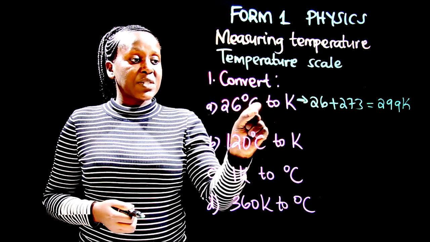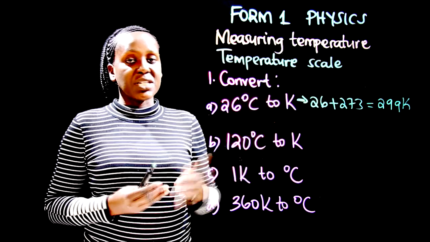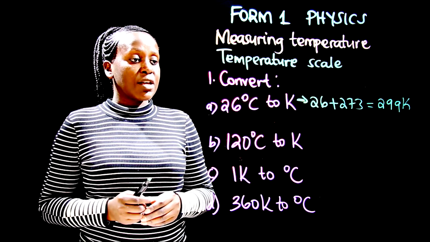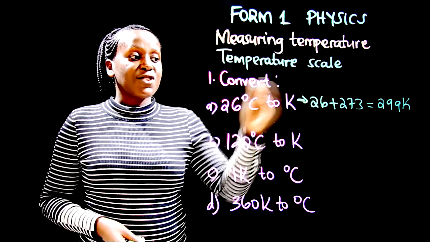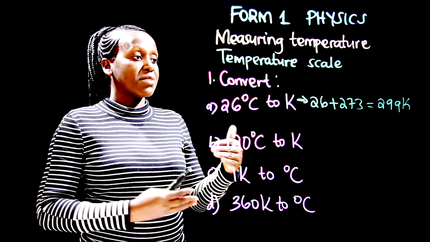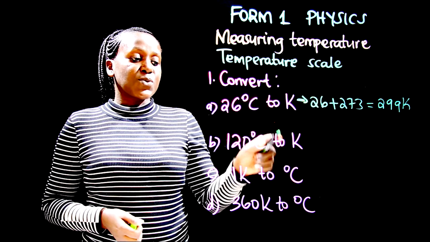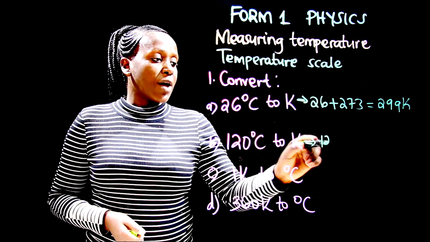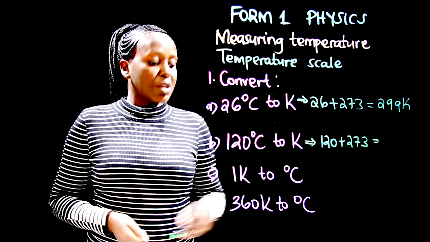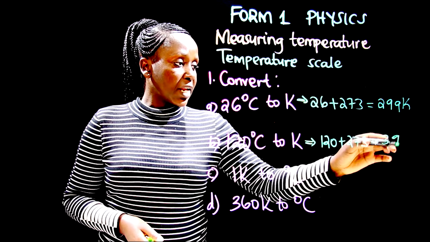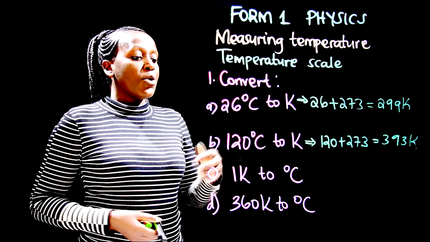So this is what I use to remember. If you are converting from C to K, C is lower in the alphabet than K, which is higher in the alphabet. So for you to move from a lower letter in the alphabetical order to one that is higher, you need to add something. So you add 273. So 120 degrees Celsius to Kelvin, we will have 120 plus 273, and this will be equal to 393 Kelvin. Again, moving from a lower letter to a higher letter, we add.